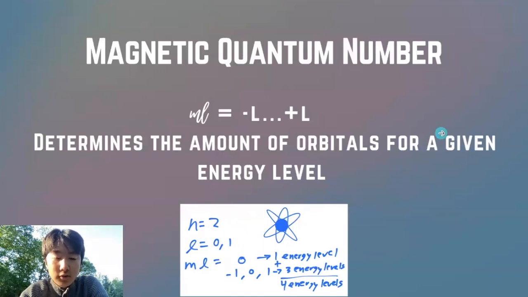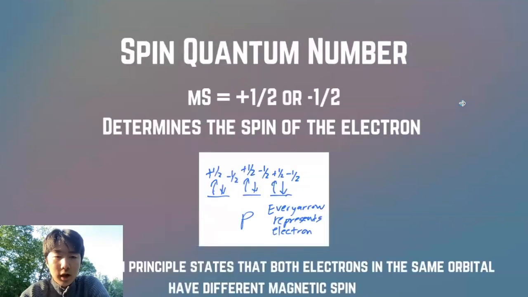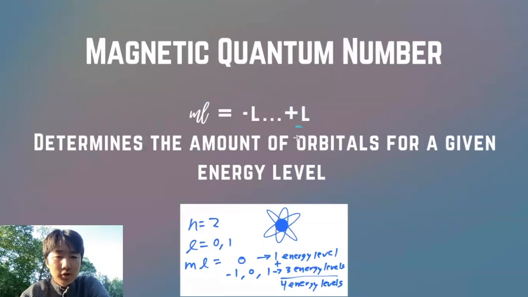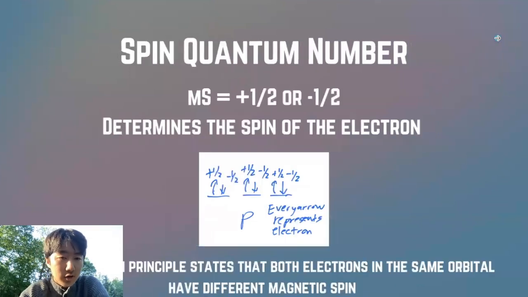The total number of orbitals is 4. For the first subshell, L equals 0, there's 1 orbital, and for L equals 1, there are 3 orbitals. Sorry, I wrote energy levels there, but in reality it's orbitals. So there are 3 orbitals inside L equals 1. So basically, the magnetic quantum number determines the number of orbitals for a given energy level, right? If we have N equals 2, in total there are 4 orbitals. I wrote 4 energy levels, but it's actually orbitals.